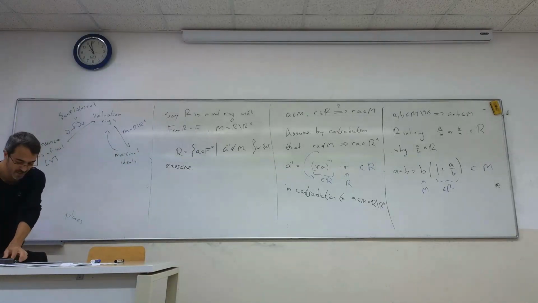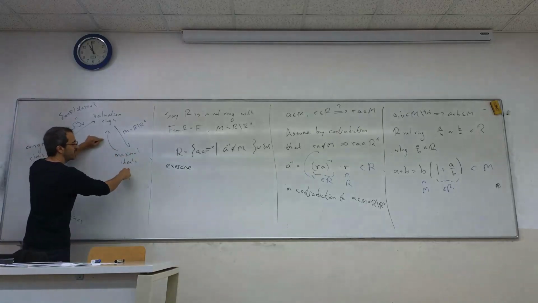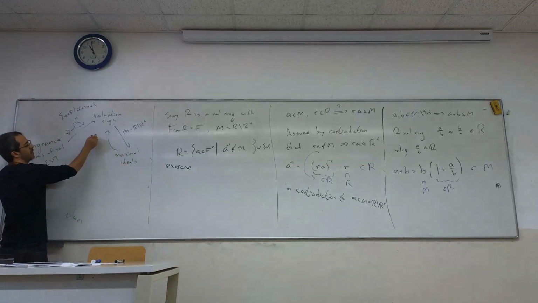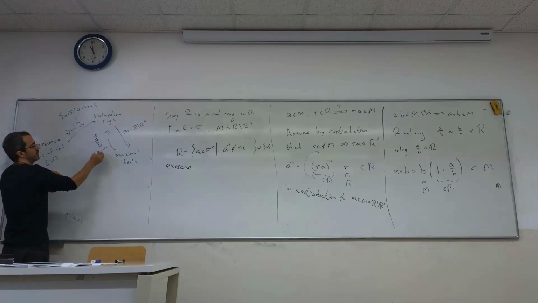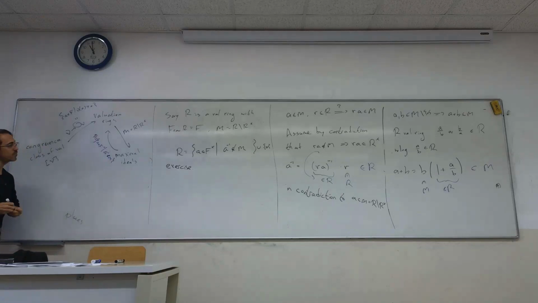So what we just did is this: moving from a maximal ideal to R, by taking the elements A such that A inverse is not in M.